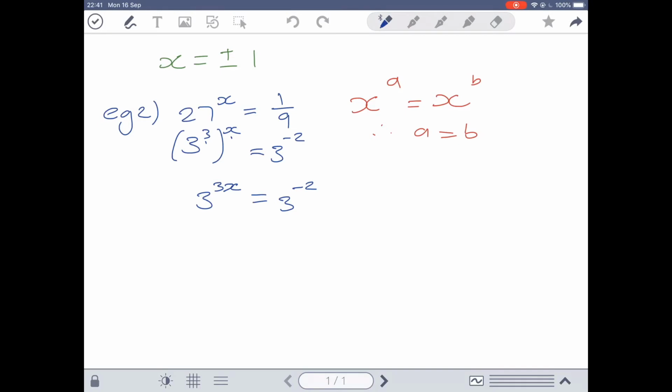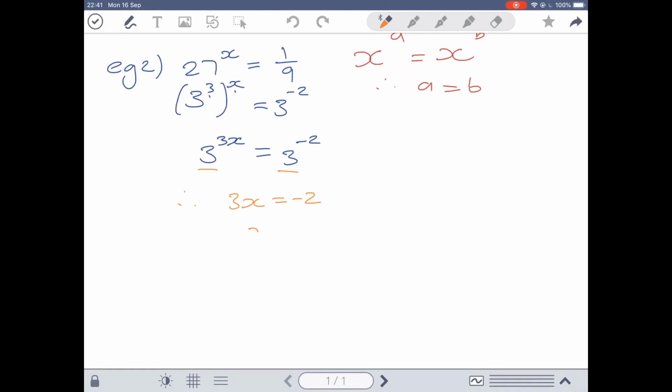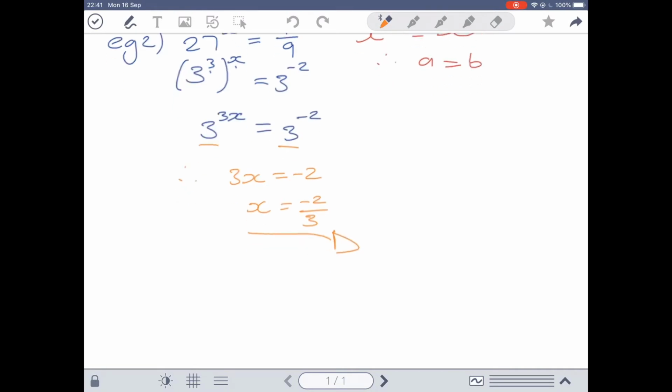Now that we can see that our bases have become the same, we've got a base 3 there and a base 3 with nothing else in that single term, we can drop our bases and then equate our exponents. So therefore, 3x is equal to negative 2, and now we can find the answer of our expression, which means x is equal to negative 2 divided by 3. Now that's our final answer. So that's a very simple example of how we can do an exponential equation. Let's look at another example just now.